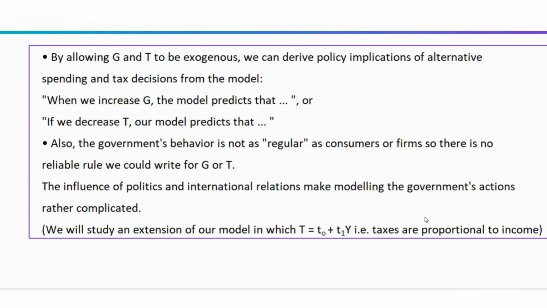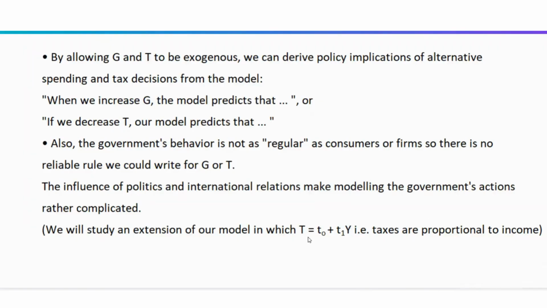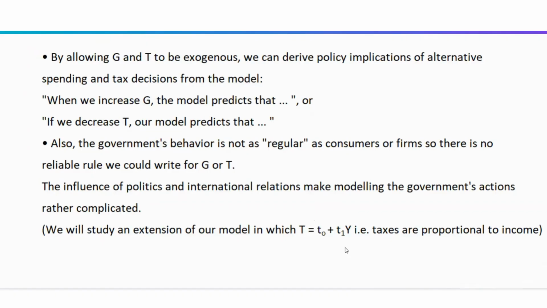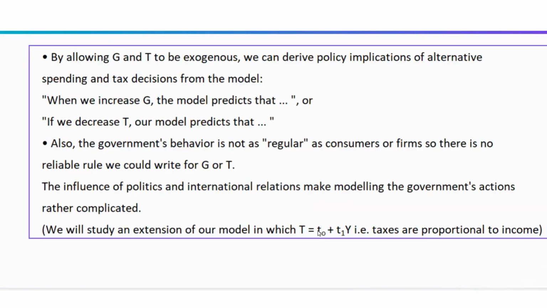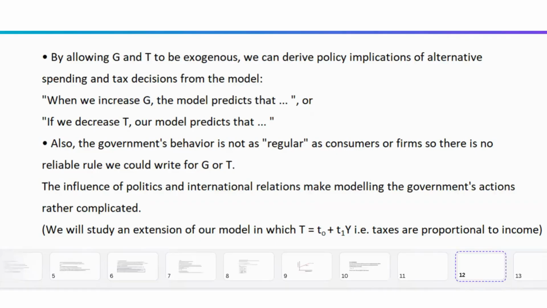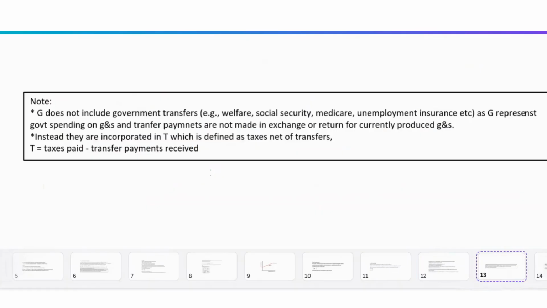We will look at an extension of our model in which taxes are partly exogenously given, T naught, and partly proportional to income, which is T1 times Y. So they have a part which is independent of income and a part that depends upon income. We'll look at a variant of our goods market model where we assume this form of the taxes rather than T bar.